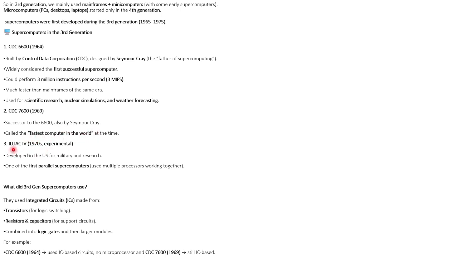And the third type is ILLIAC 4, made in the 1970s, which was in experimental phase, developed in the USA for the military and research. One of the first parallel supercomputers, using multiple processors working together.